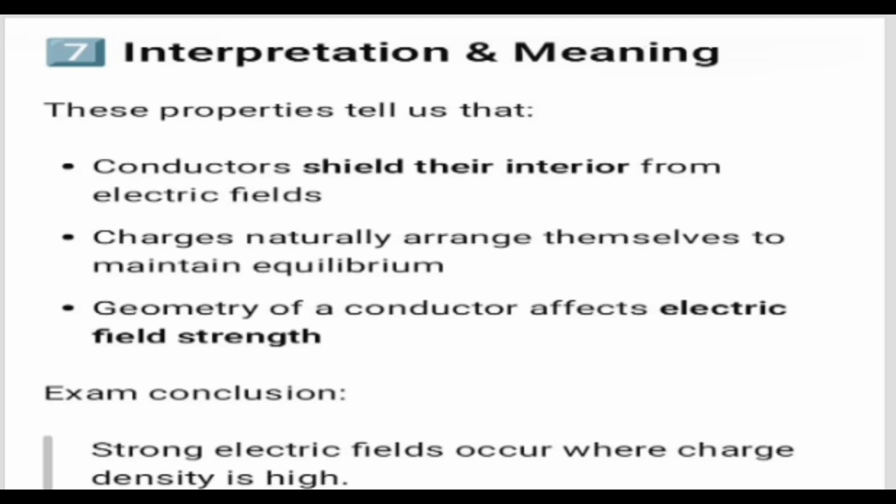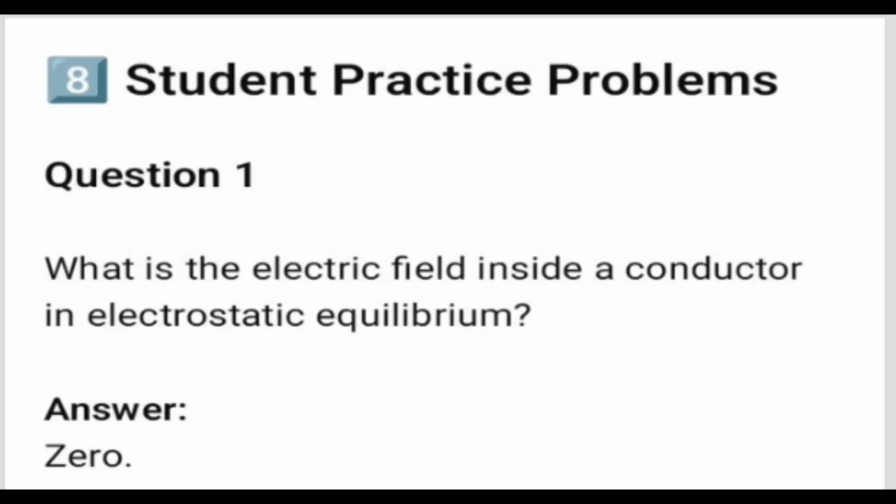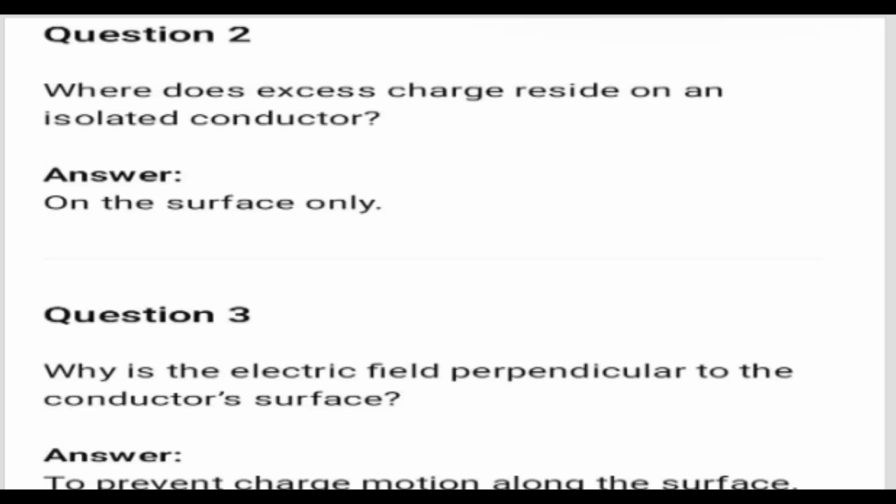I'm going to give you practice questions that you can try in case they come in the exams, multiple choice and so on. You can even write them somewhere. The first one: what is the electric field inside the conductor in electrostatic equilibrium? The answer is 0. The second: where does excess charge reside on an isolated conductor? On the surface only. The third: why is the electric field perpendicular to the conductor surface? To prevent charge motion along the surface.